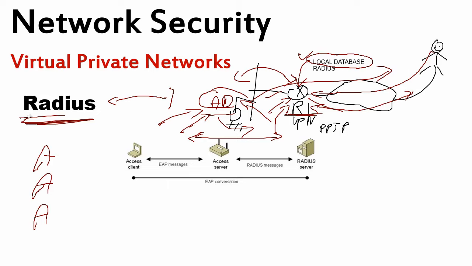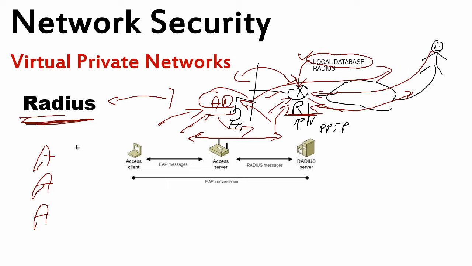RADIUS is a protocol that is supported on many platforms. It's an open standard protocol. It means it can be used by all vendors: Cisco, Microsoft, HP, and almost everybody. You will find that everywhere.